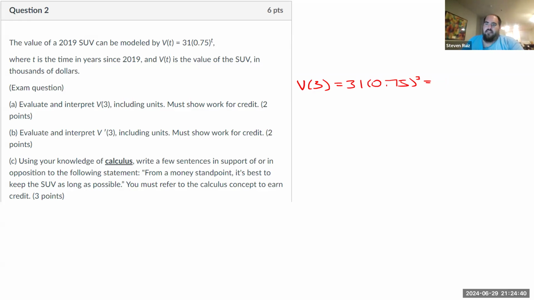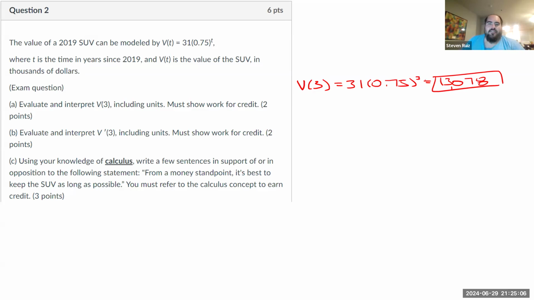And what I'm getting here is, I'm going to round to the nearest dollar. This is in thousands of dollars, right? So I'm getting $13,078. So what does that mean? That means that 3 years after 2019, in 2022, the value of this SUV will be $13,078.